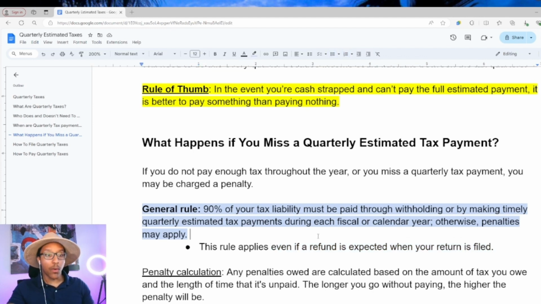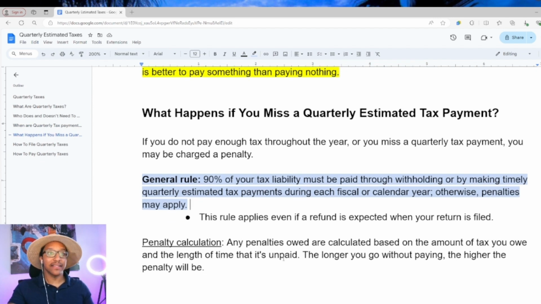So the requirement to submit quarterly payments is based on the tax from prior year. So if you expect to get a tax refund next year based on your income for current year, you still may be assessed a penalty because your requirement to pay was based on prior year tax, not current year. So that's very important to know.